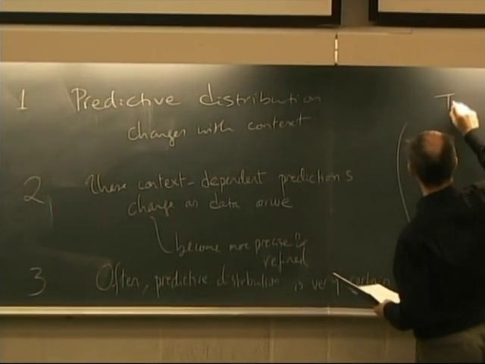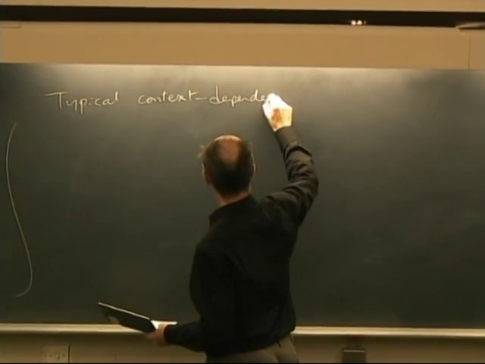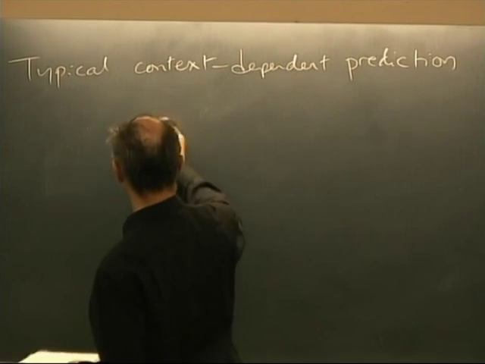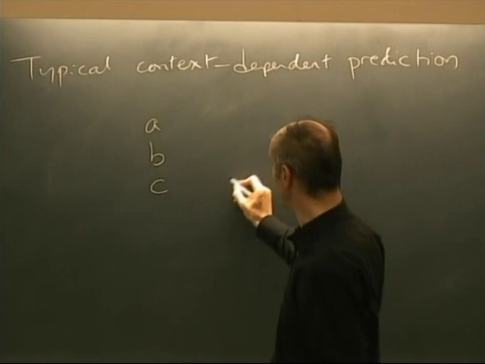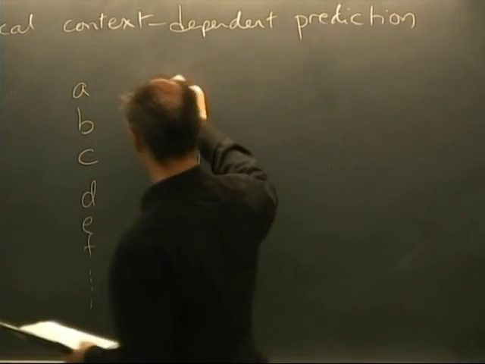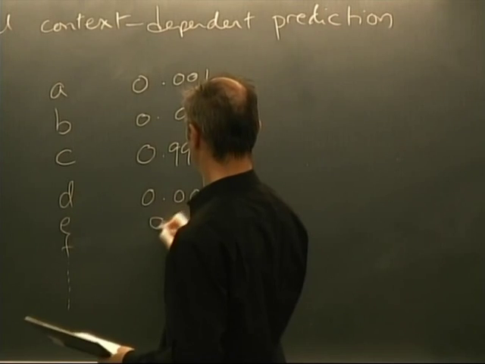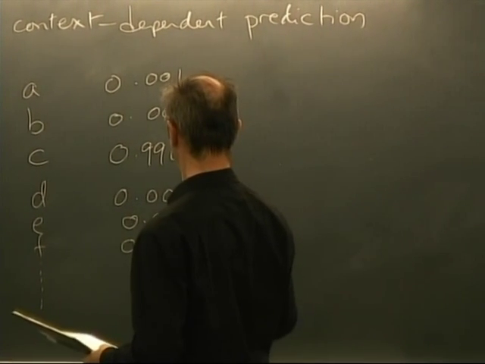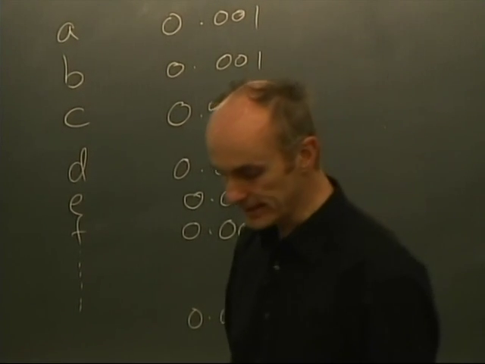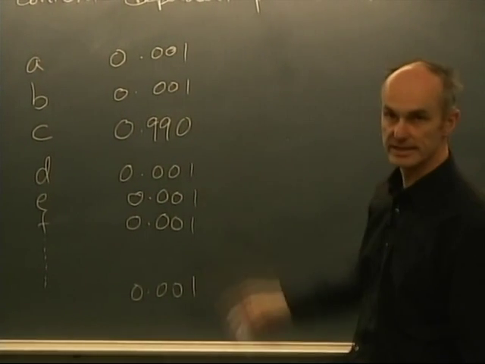So what am I saying? I'm saying that a typical context-dependent prediction that we could then feed into the Huffman algorithm, for example, looks something like this. There'll be some letters that are not very likely. There's the one letter that you're pretty sure is going to happen, which maybe has 99% of the mass, and there'll be a load of other letters which have very small probability. So maybe your predictive distribution looks something like this. Here's a cartoon of a predictive distribution that has 10 letters that are possible, but not very likely, and one that has 99% of the mass.